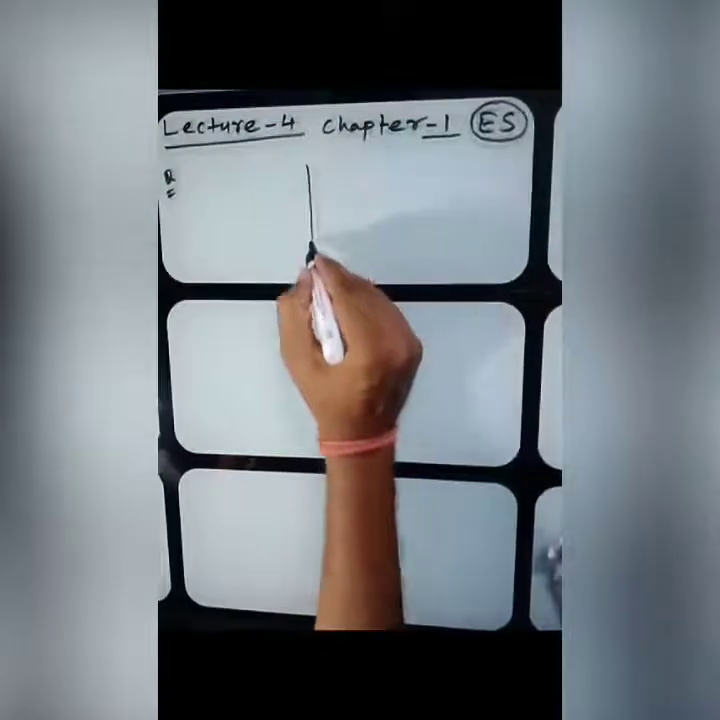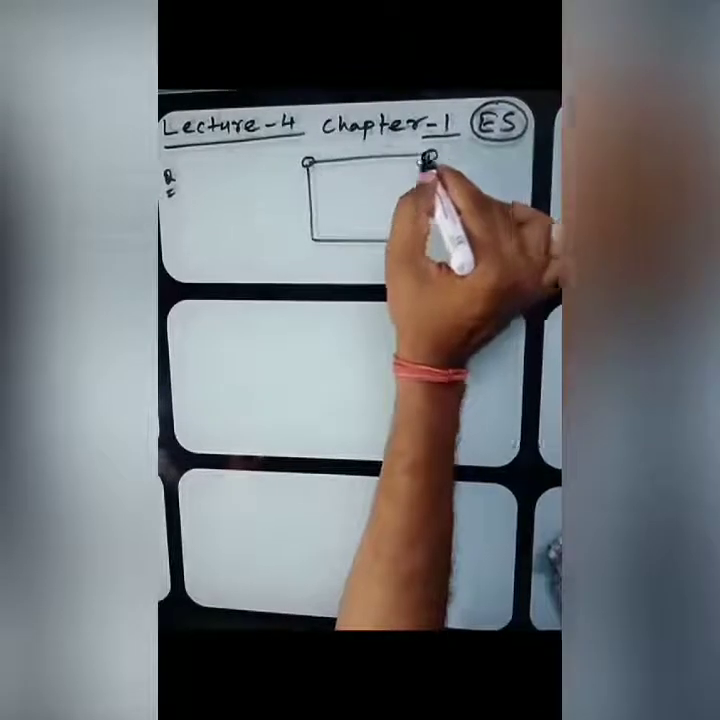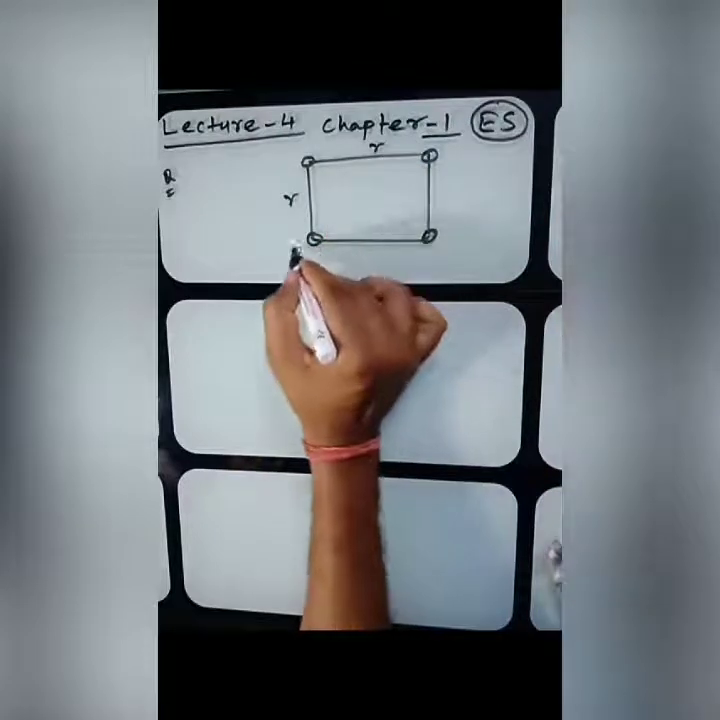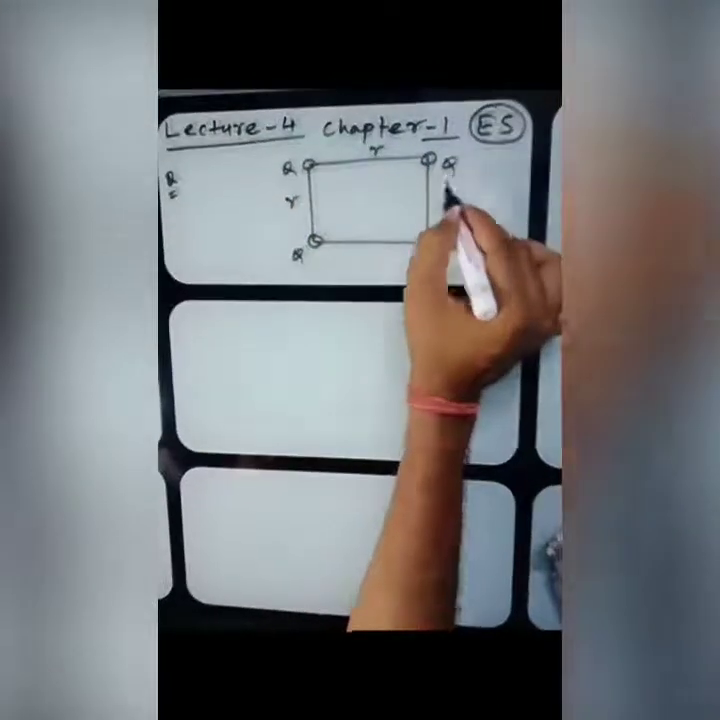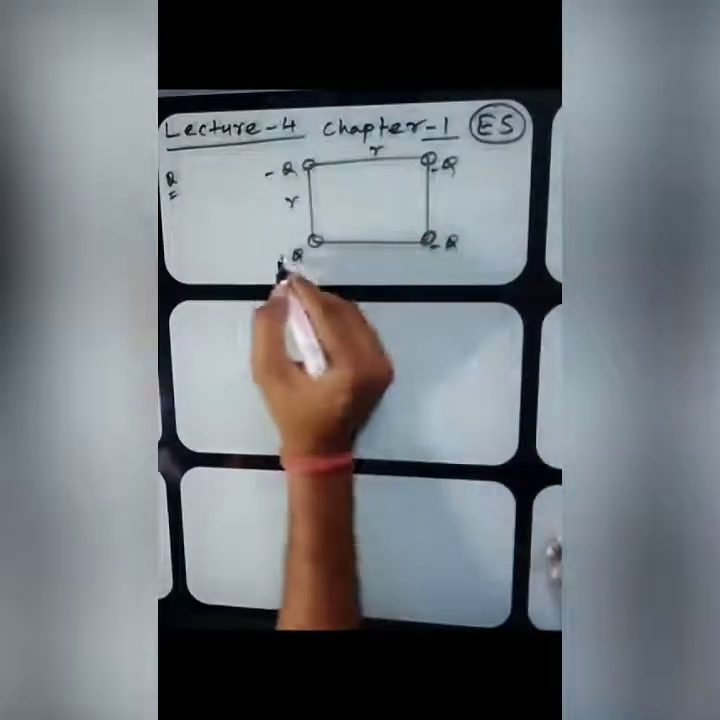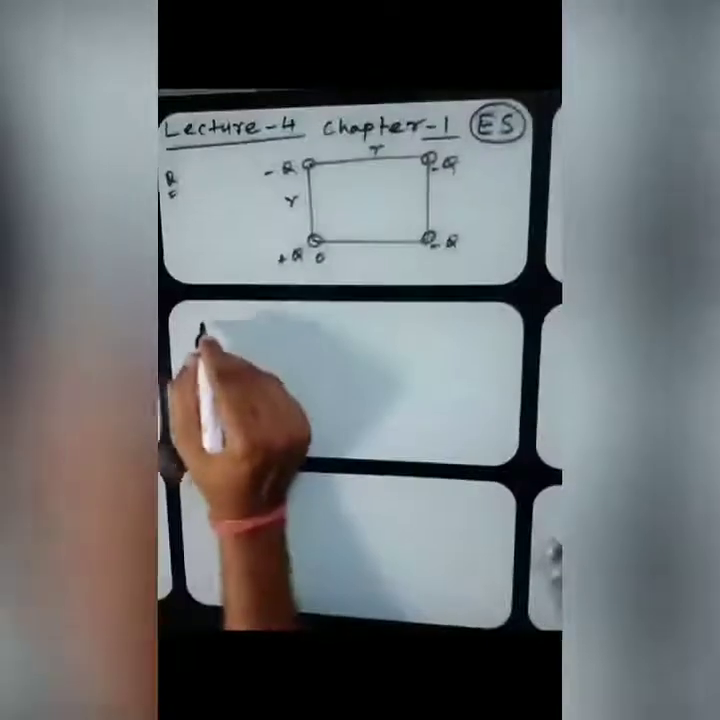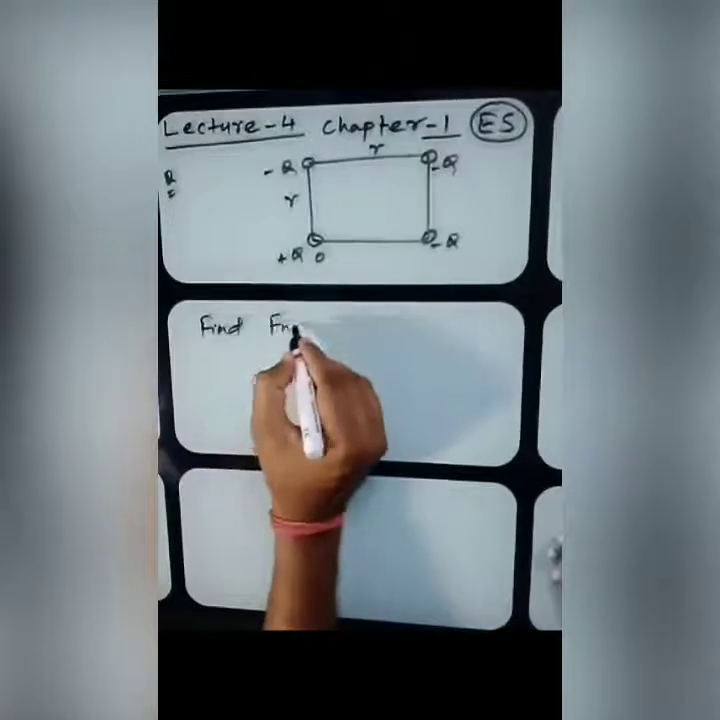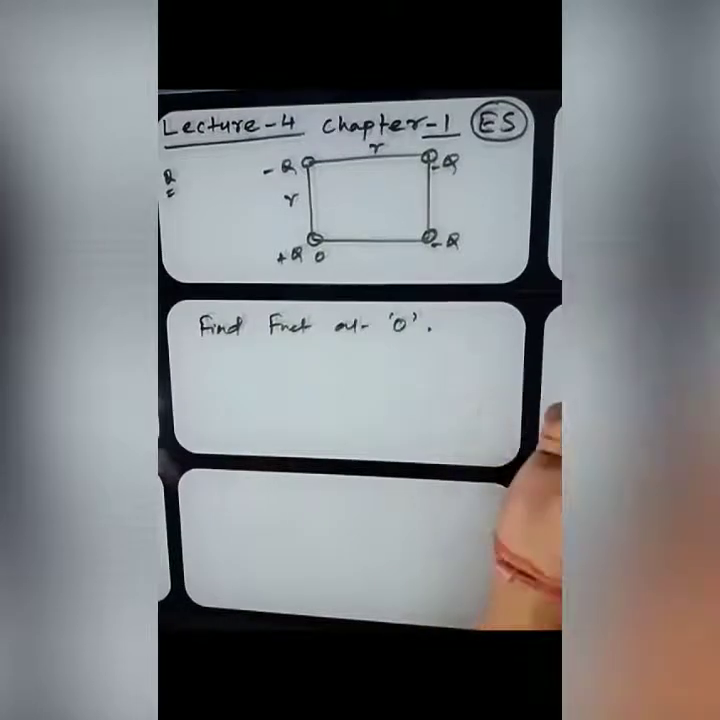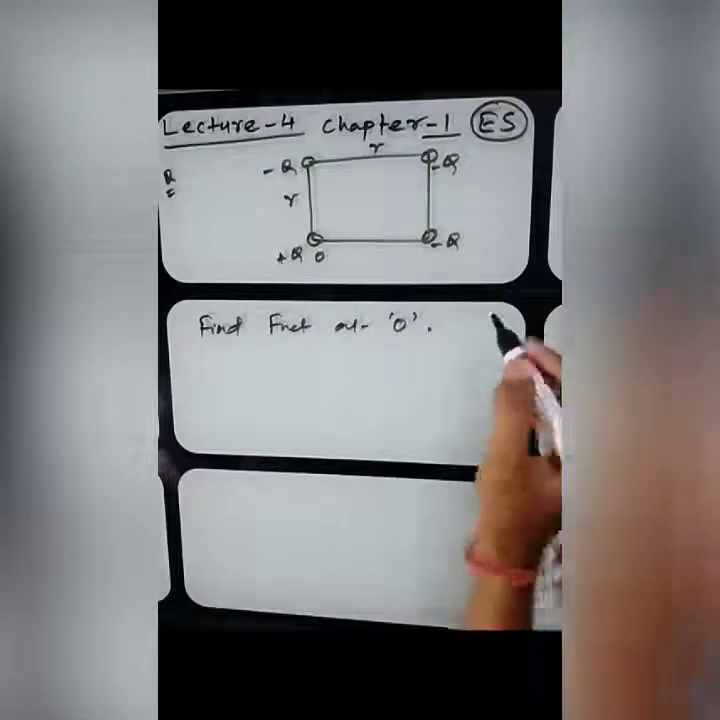If you're having 4 charges placed at 4 vertices of a square, okay, the side is r, and the charges are Q, Q, Q and Q, where three charges are negative and this one is positive. You have to find the net force at O, F net at O. Okay, you will solve by yourself. I am helping you here.